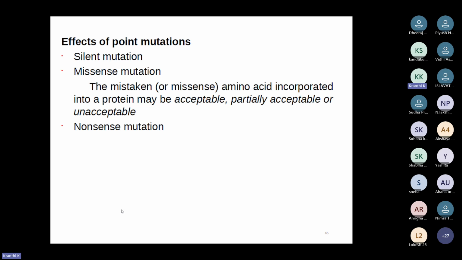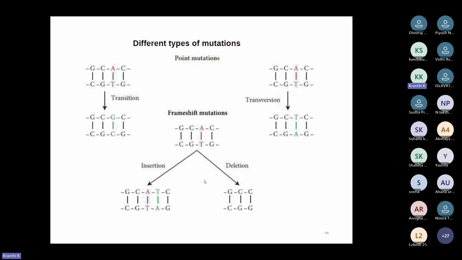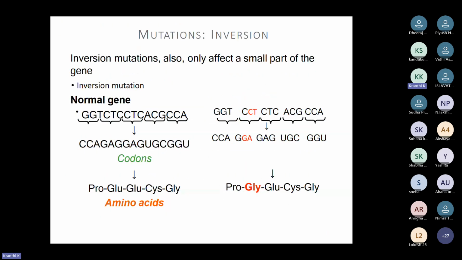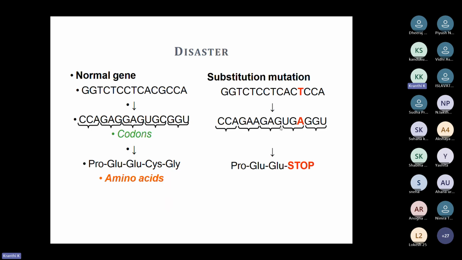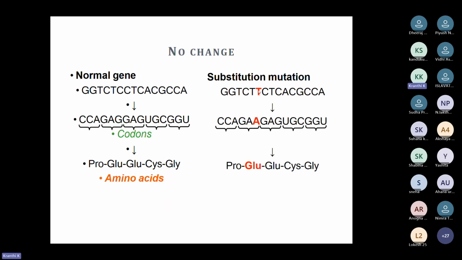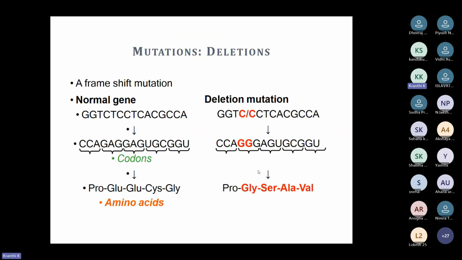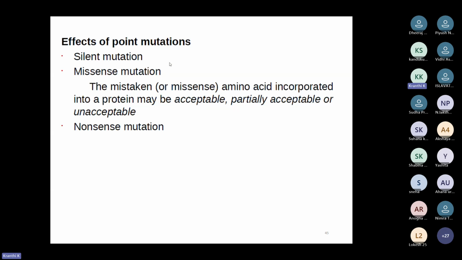Then what is the effect of these mutations? Just now I told you. Silent mutation: nothing will happen because though there is a change, it will give the same one. We have 64 triplet codons, and these 64 give only 20 amino acids. That means two or three codons will give one amino acid only. So though there is a change in the substitution, it is giving the same amino acid. So that is called the silent mutation. I mean, nothing is happening.